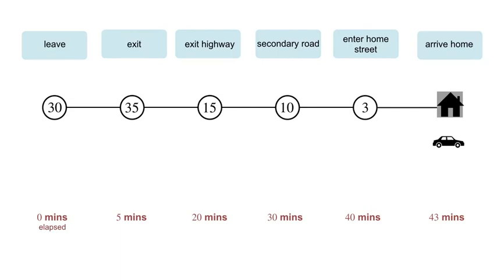How can we improve these predictions? To understand how to update our predictions, we need to specify the reward. Let's use the amount of time taken. It took you 5 minutes to exit the parking lot. We can label this transition with a reward of 5. It took you another 15 minutes to exit the highway, and so on and so forth. You predicted that it would take you 30 minutes to get home, but it actually took you 43 minutes. Perhaps you can learn from this experience.